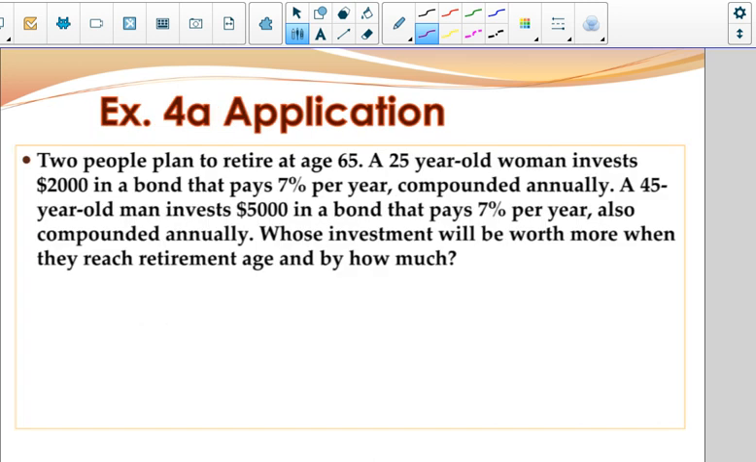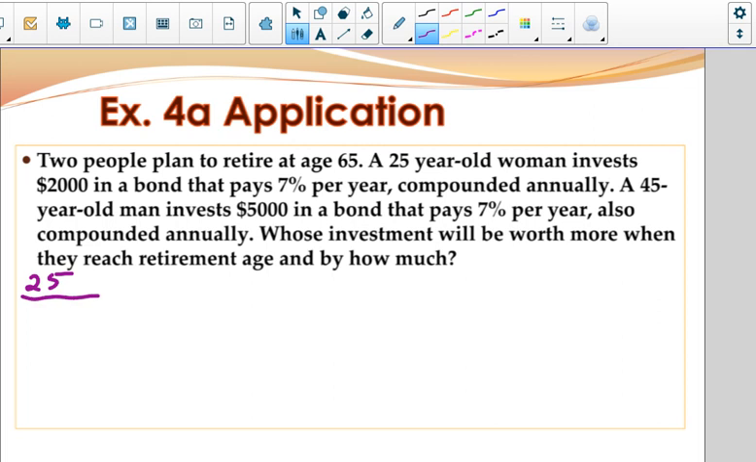Now let's go through an application. Two people plan to retire at age 65. A 25-year-old woman invests $2,000 in a bond that pays 7% per year compounded annually. A 45-year-old man invests $5,000 in a bond that pays 7% per year, also compounded annually. Whose investment will be worth more when they reach retirement age, and by how much? So let's do the 25-year-old.